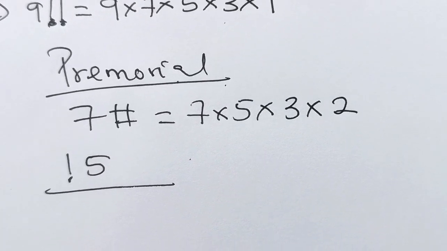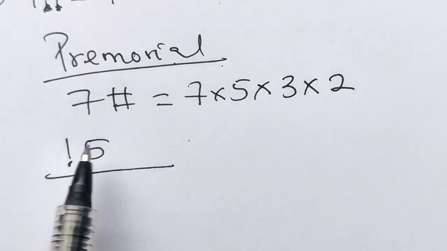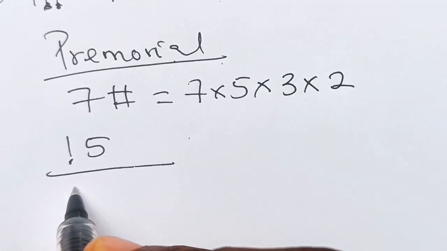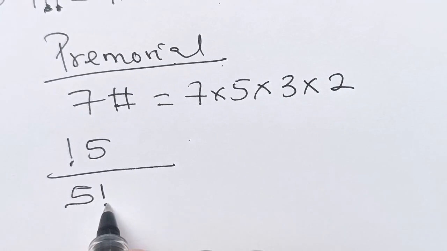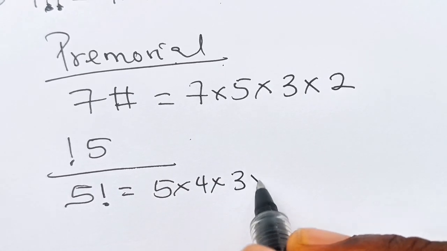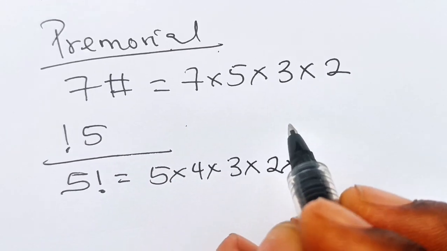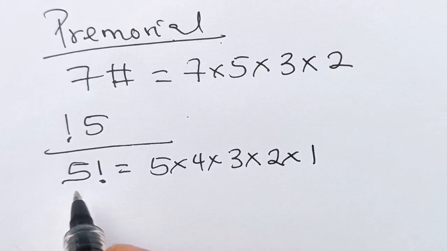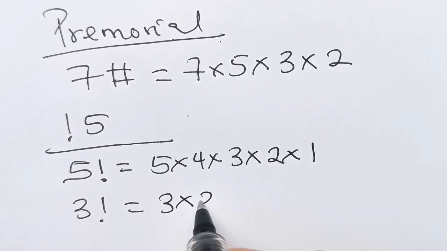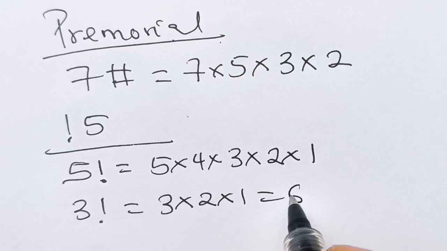Okay, so let's continue. Remember what I said, this is where I want you to pay attention. If we are asked to find 5 factorial, it simply means 5 times 4 times 3 times 2 times 1. Let's also talk about 3 factorial. 3 factorial means 3 times 2 times 1, which is equal to 6.